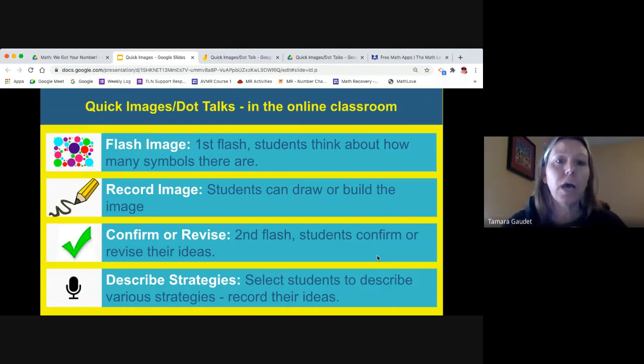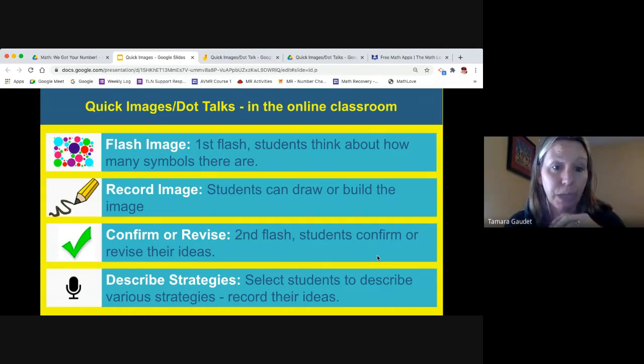As they're doing that, what I would suggest for the kids is either to record by drawing what they see or building an image, versus just saying the answer or thinking of the answer, because it helps them visualize what's going on. Then we'll do a second flash, and students confirm. If they're correct, they put a check mark and double check that they still have the pattern and number they want, or they revise their ideas. If they notice, oh no, I forgot a dot, they can add in a dot or a cluster of dots.